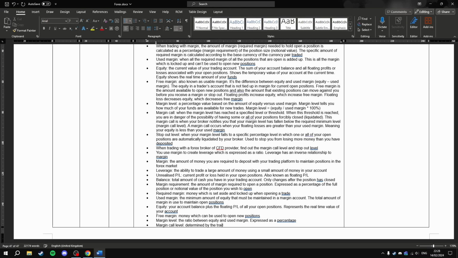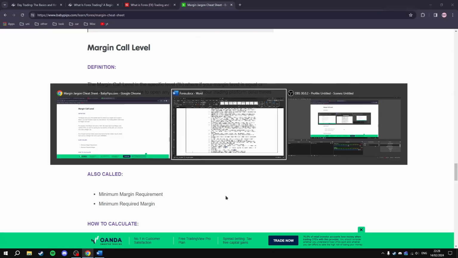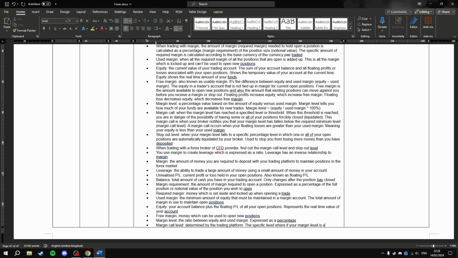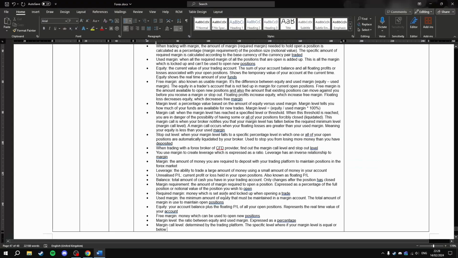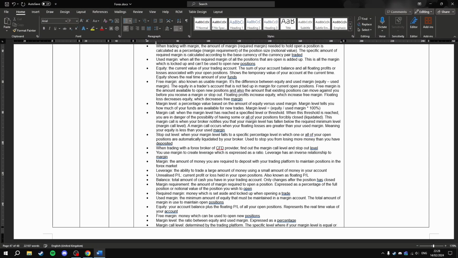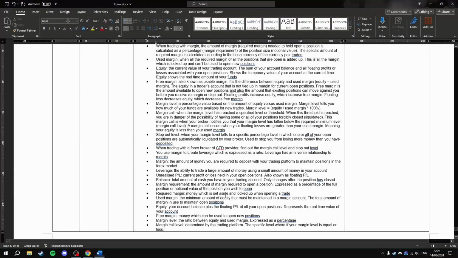Determined by the trading platform, the specific level where if your margin level is equal or below, equal or less, you won't be able to open new positions.